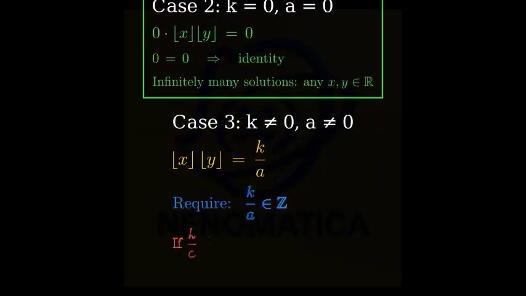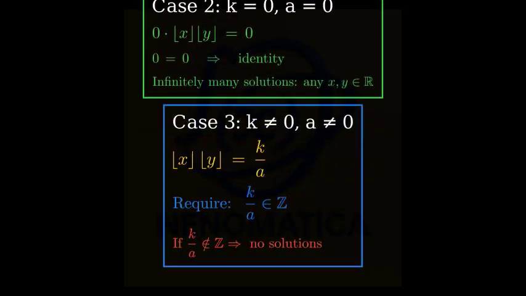Case 3. If k is not equal to 0 and a is not equal to 0, divide both sides by a to isolate the floors. We get floor of x times floor of y equals k over a. Since both floors are integers, their product must be an integer. Therefore, k over a must be an integer. If k over a is not an integer, there are no solutions. If it is an integer, there are solutions.